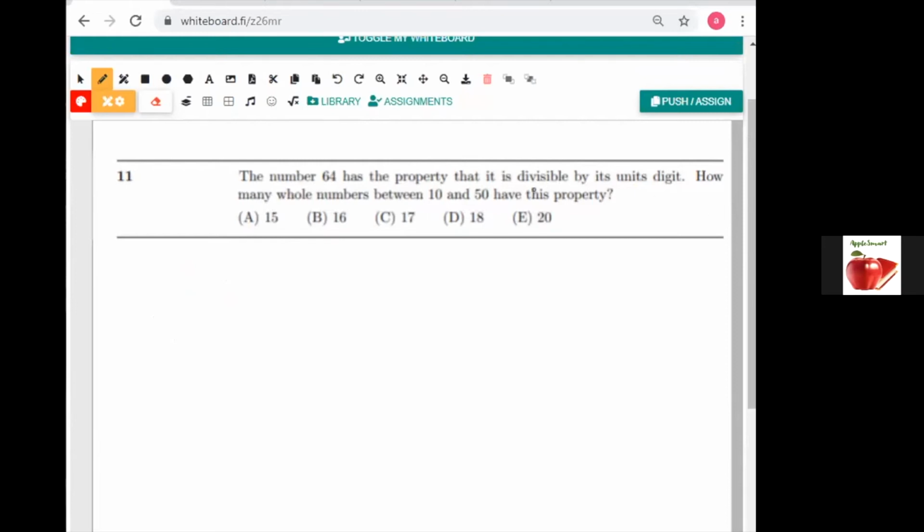And it says, how many whole numbers between 10 and 50 have this property? So let's go, but we have 10 to 20 to 30. We could just count to 40 to 50.